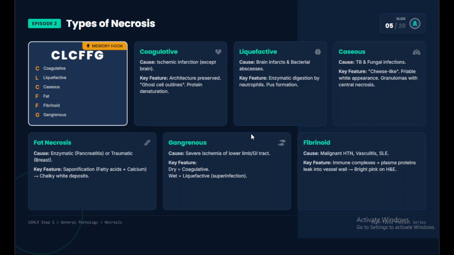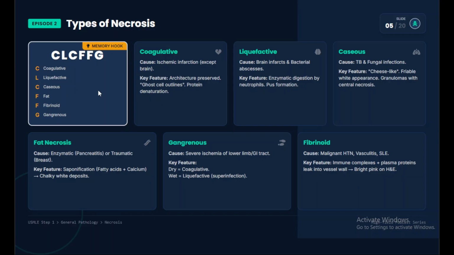I'm giving a mnemonic for these: CLC, FFG. It is very rhythmic. CLC, FFG, CLC, FFG. I would be really happy if you remember my voice, CLC, FFG, in the examination, and it would pay off my effort.